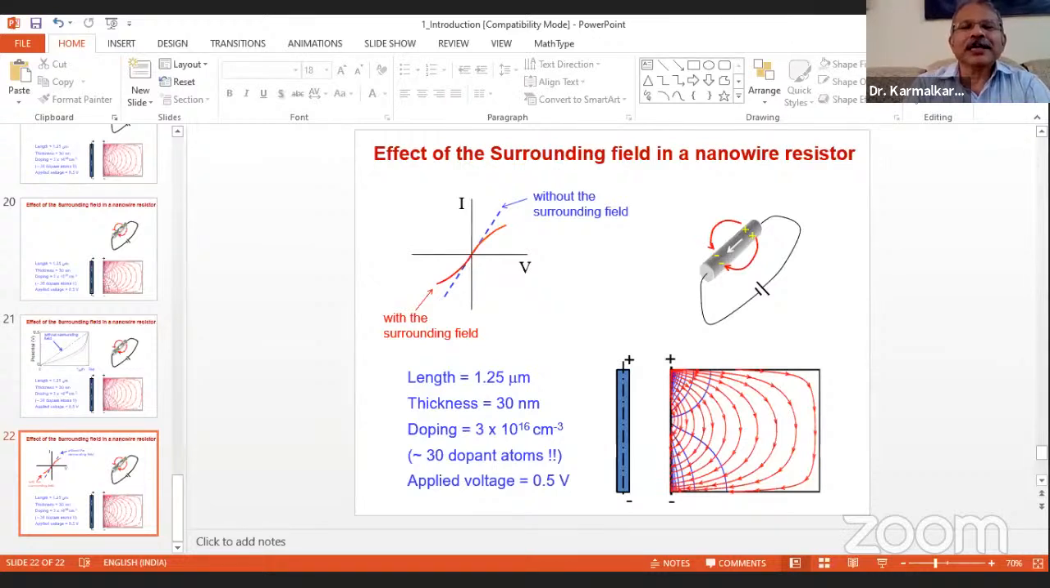I'll show you the previous again so that you can see the difference. This was the previous. This was a nanowire resistor. We are not considering a junction here. Okay, we are considering the wire. Whereas now we are moving to a junction because we understood a wire. We want to now go to a junction and understand this.